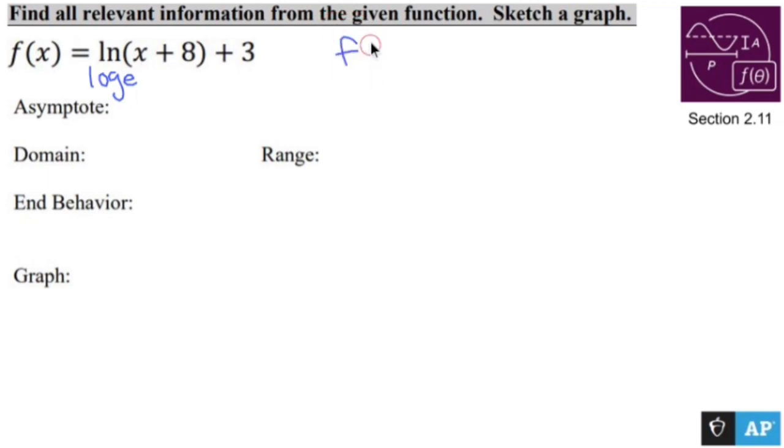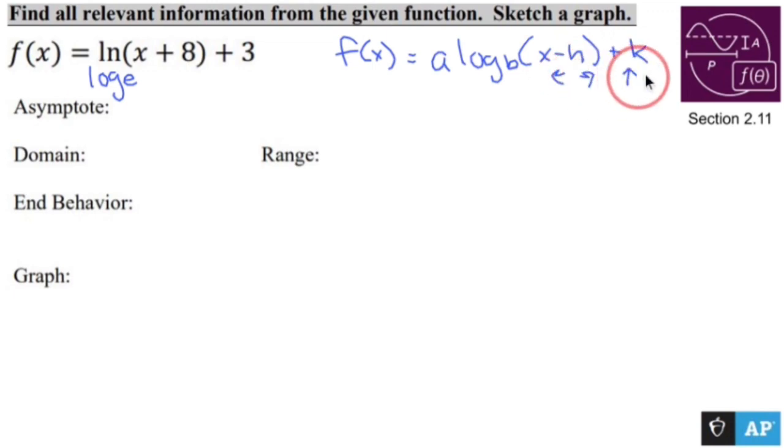to f of x equals a, which gives me a vertical stretch or compression, times log base b, which is my base, but also deals with a horizontal stretch or shrink or whatever you want to call it, x minus h, plus k. H determines left or right movement. K determines up or down movement. You make things look steeper, skinnier, whatever. You move left to right. You make things shorter, so to speak.